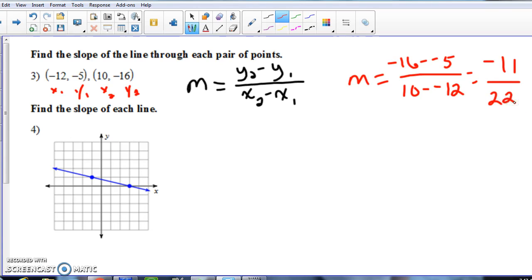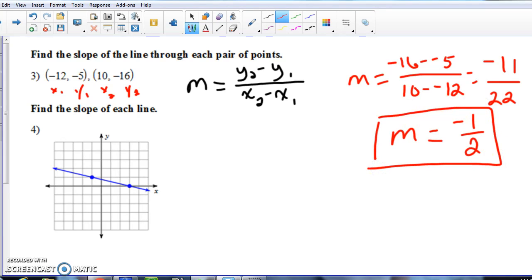If you can reduce this, you should reduce this. This particular slope does reduce to negative 1/2. By knowing that it's negative, I know my line is going down. So that's how I'd find slope from 2 points.